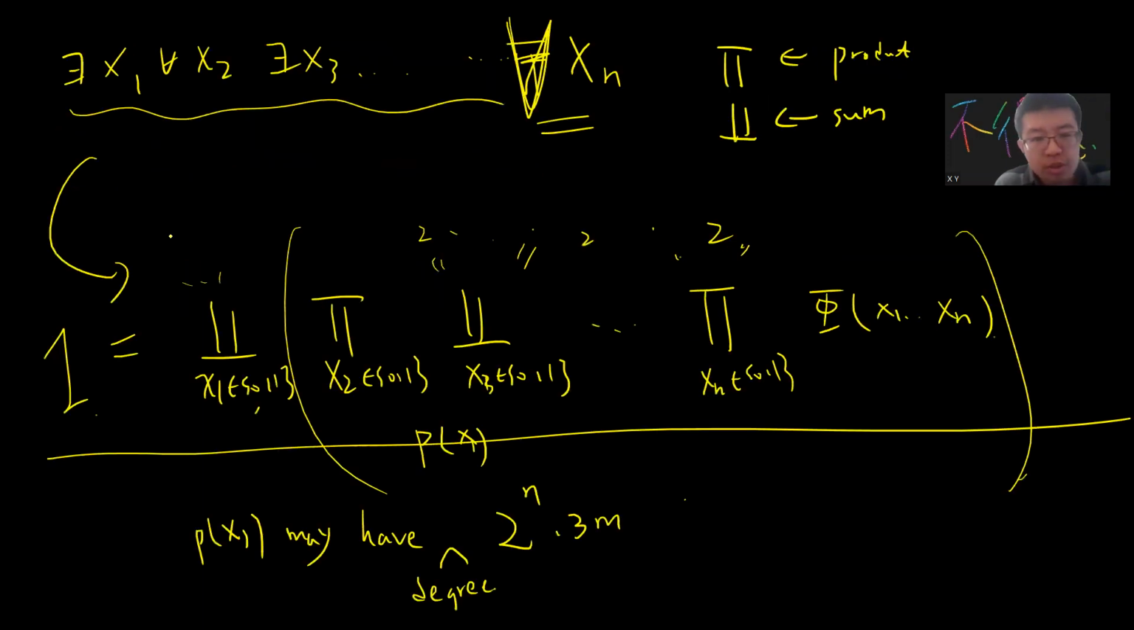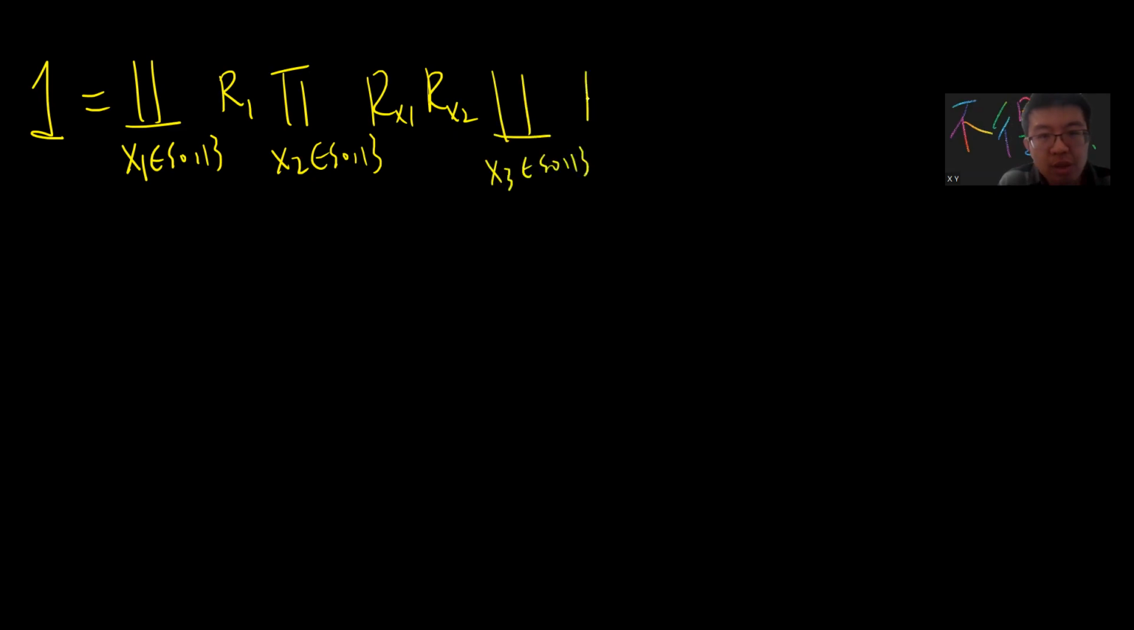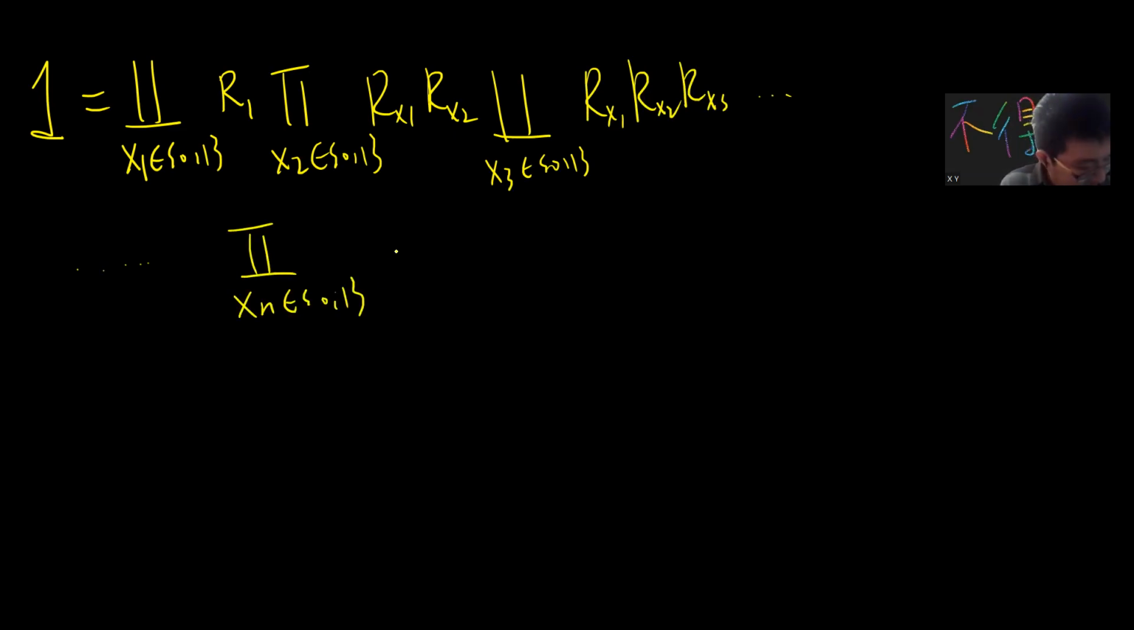Once you do this, all you need to do is try to prove this. So this is x1 in {0,1}, and this is R x1, and the product over x2. Let me still write R x1, x2, because at every step I need to linearize. And keep going, x3 in {0,1}, R x1, R x2, R x3, and keep going until xn in {0,1}, R of x1, R of xn, and phi of x1, x2 up to xn.